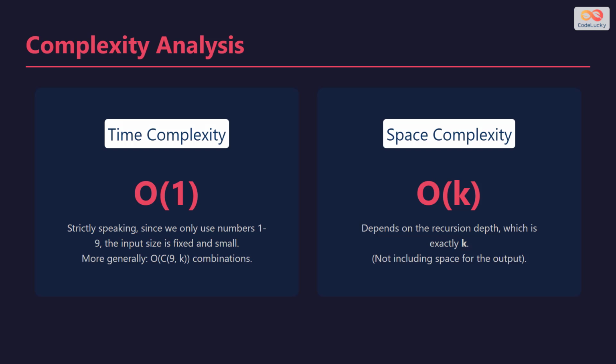Let's talk about efficiency. Since our pool of numbers is limited to just the digits 1 through 9, the input size is small and fixed. This means the time complexity is effectively constant, or O(1), in practice. The space complexity depends on the recursion depth, which is determined by k.